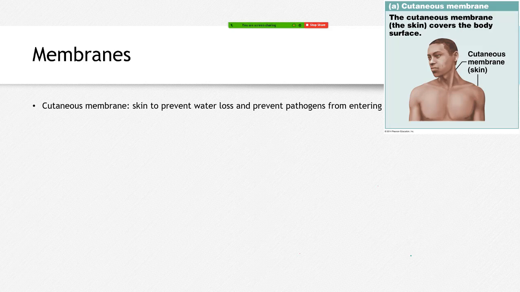Okay, so we're going to be looking at these. The first one here is the cutaneous membrane, and cutaneous means the skin. So we're going to be able to see this cutaneous membrane on the skin itself. The skin's cutaneous membrane is to prevent water loss and also prevent things from entering our body. So you should be able to tell me by now, what is the tissue that makes up our skin? That's one of the layers of our skin. The dermis is one of the layers of our skin.